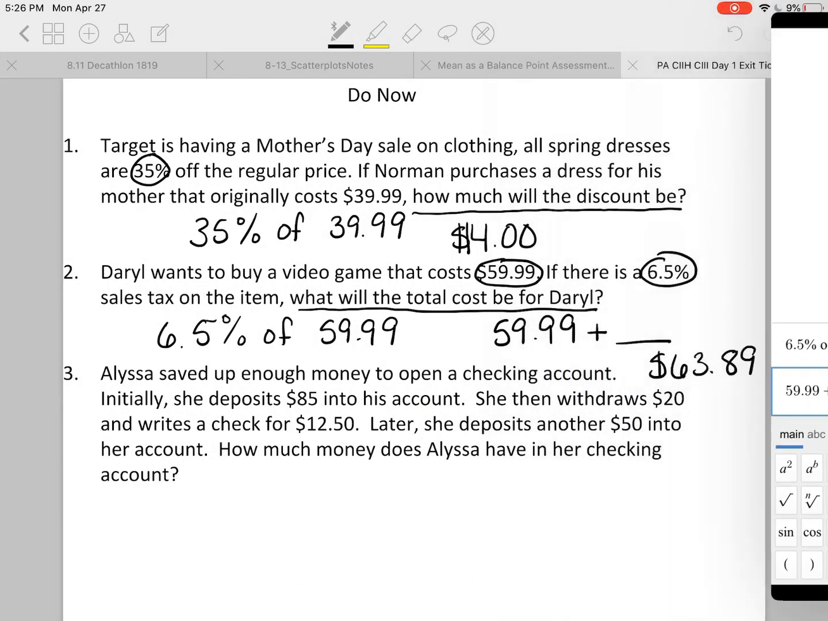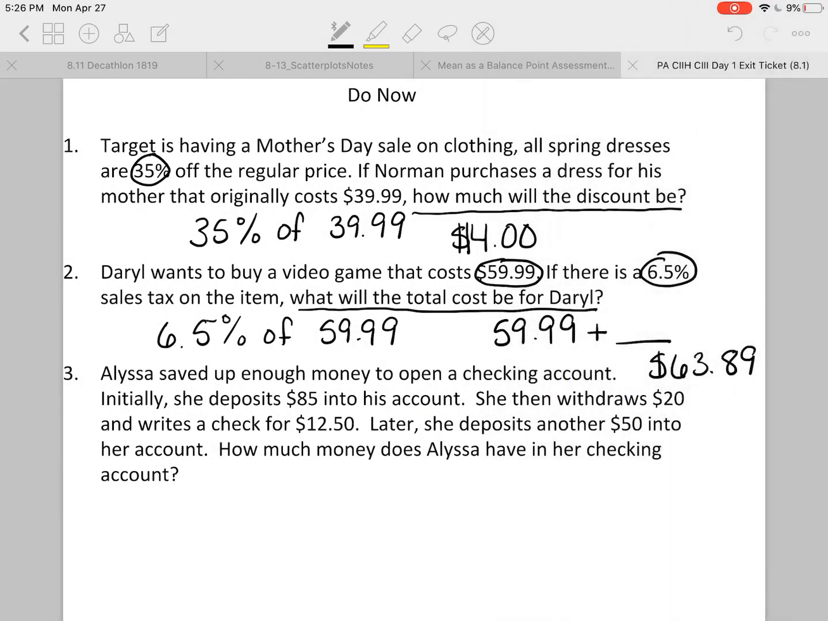Number 3. Alyssa saved up enough money to open a checking account. Initially, she deposits $85 into her account. She then withdraws $20 and writes a check for $12.50. Later, she deposits another $50 into her account. How much money does Alyssa have in her checking account?